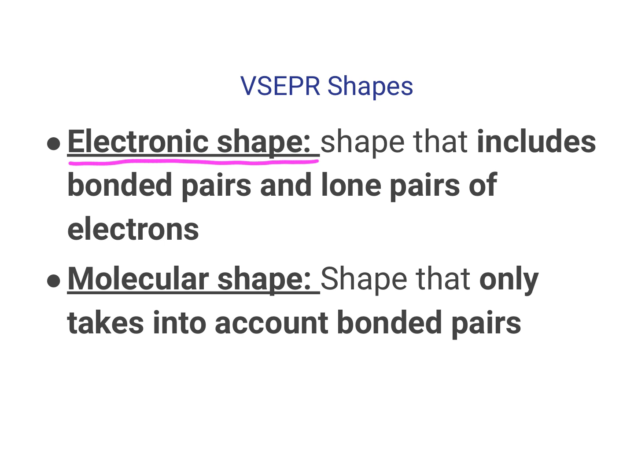And this one is going to include any lone pairs of electrons. Okay. So in the word electronic, do you see the word electron? Okay. So I remember this. So the electronic shape includes lone pairs of electrons.